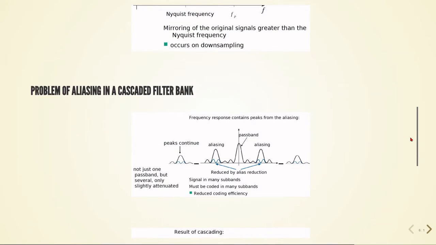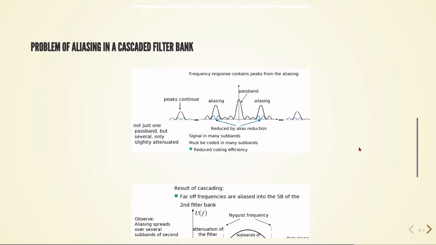So here we see the problems of aliasing in a cascaded filter bank, and that happens not just in one passband but in several, but they are only slightly attenuated. So the signal appears in many subbands, and must be coded in many subbands, and this has a reduction on the coding efficiency. So here we have the passband, and we have the aliasing component, and here they are reduced by some aliasing reduction. We have some peaks. So the frequency response contains peaks from the aliasing.